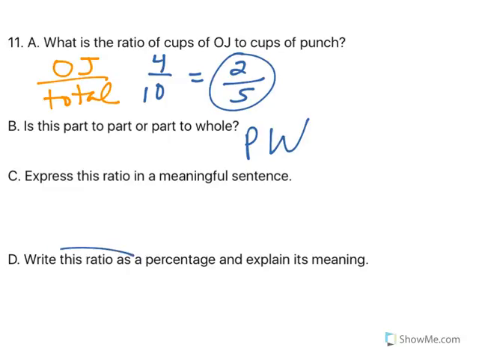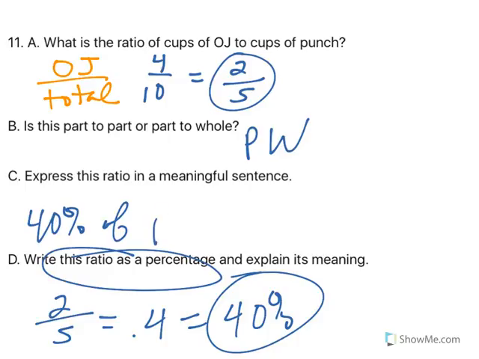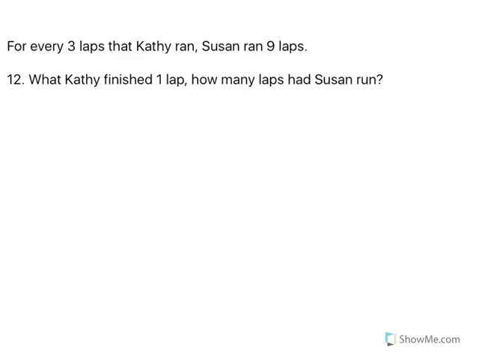But it would be easier to go to a percentage because remember, part to whole can be written as a percent. So 2 out of 5 is the same as 0.4, which is 40%. So 40% of the punch is OJ, right? Part to whole, totally easier to talk about because you can deal with percents.